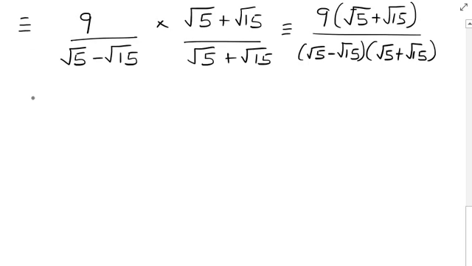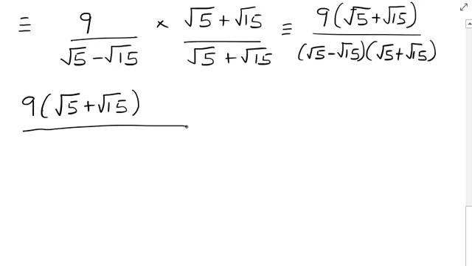So that will be 9 into brackets root 5 plus root 15. We can't really break down root 15. It's going to be root 3 times root 5. So there's nothing much we can do for the numerator. We leave that as it is. The denominator, we now need to expand out. We multiply this by this, this by this, this by this, and this by this.